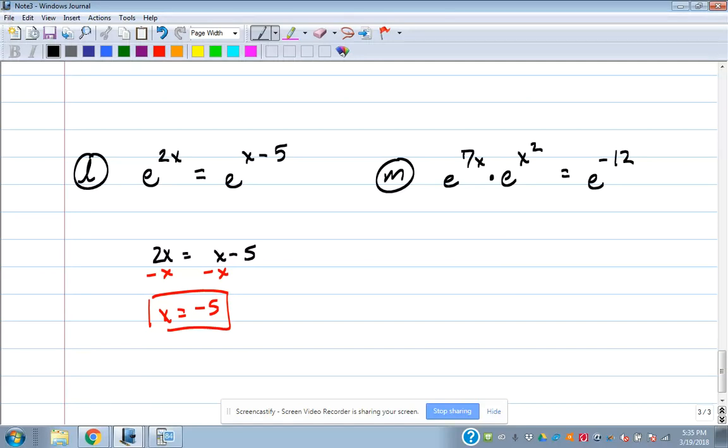So here I've got two things on the left side that have a base of e, and they're multiplied together. What are the rules for exponents when the bases are the same and we're multiplying? Add them. That's right. So this is really e to the x squared plus 7x, which is now a problem very similar to the last one, and the bases are the same. So my equation is now these things.